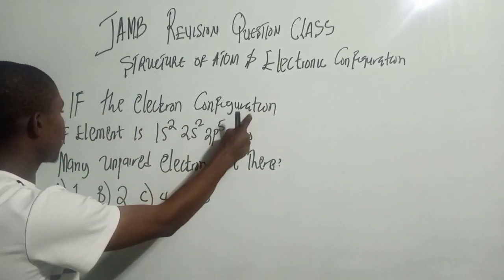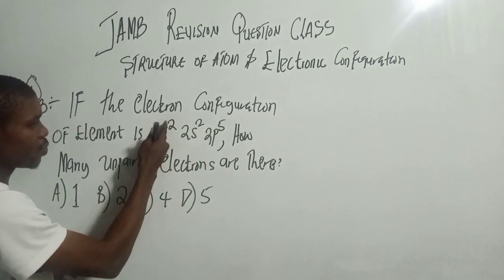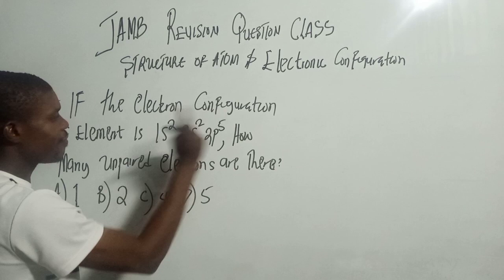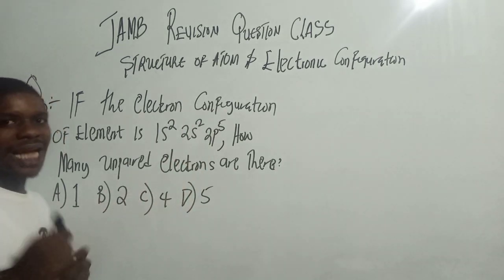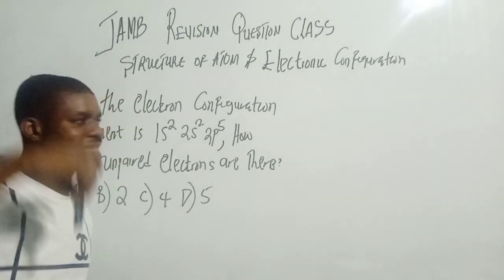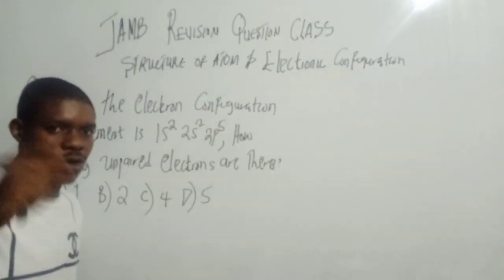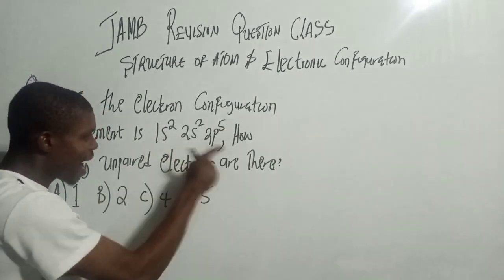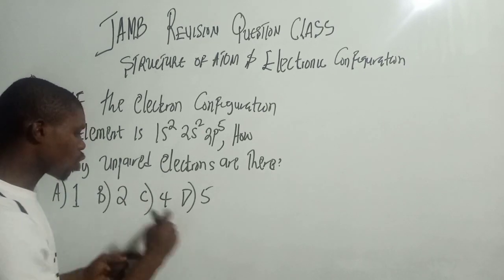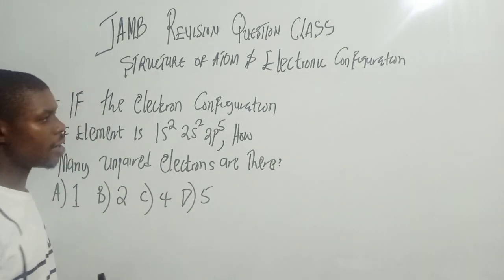If the electron configuration of an element is 1s2, 2s2, 2p5, how many electrons are there? Now I want you to comment on the comment section. How many electrons are here? How many electrons are here? Comment it on the comment section. How many electrons do we have at this point? Also comment your answer. What will be the answer here? Comment it here. I want to hear from you.